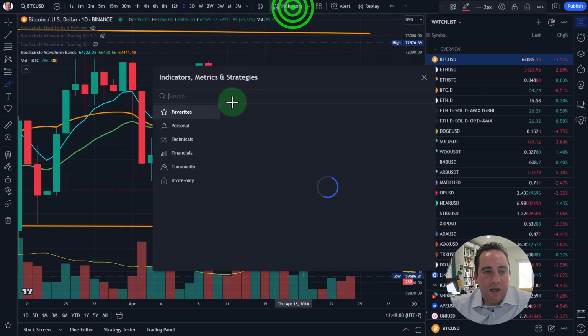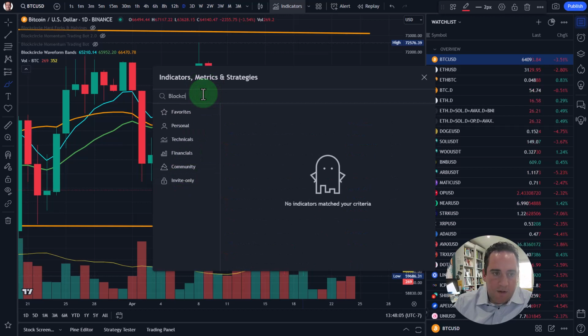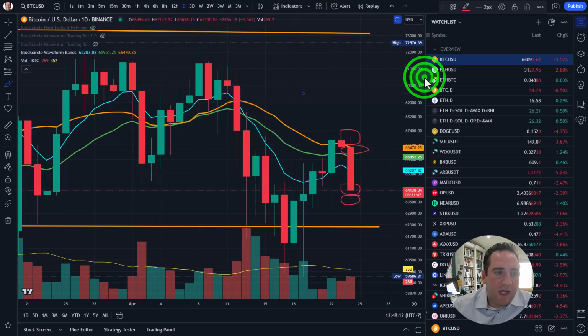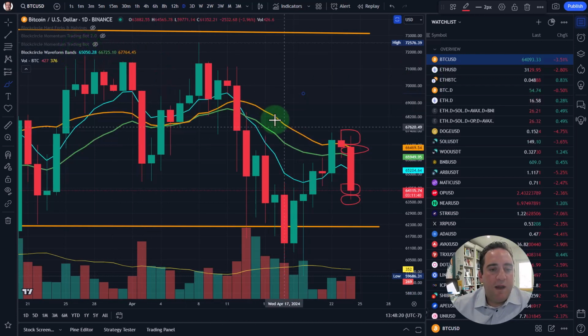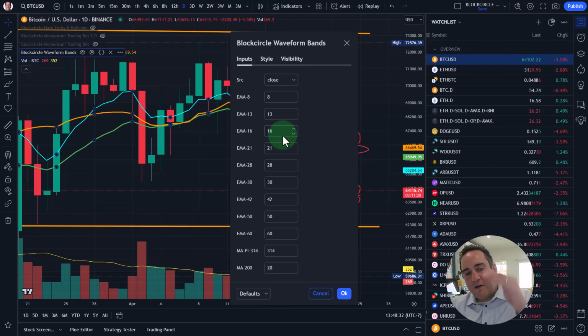And then what you can do is you can add an indicator. So if I want to add an indicator like some of the ones that we have, we can have a wave band, right? So by clicking it, you're essentially adding it to your chart, and that's what you're seeing here, right? So this is your waveform band. And why this waveform band is helpful is it allows me to see an exponential moving average, 8, 13, 16, all stacked all the way up to 314 days, right?